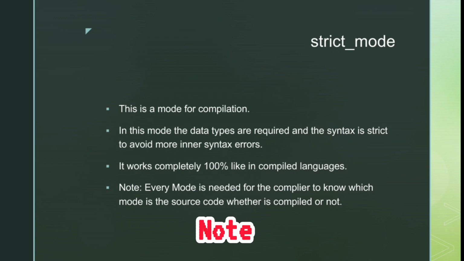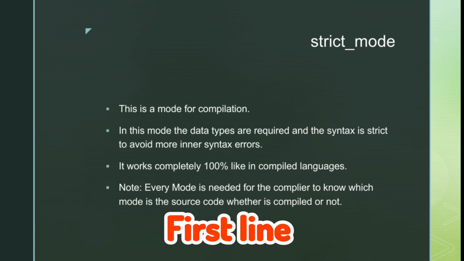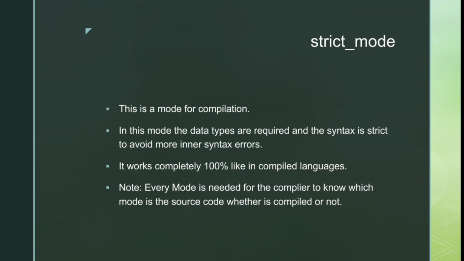Note, every program needs the mode for the compiler to know which mode the source code is in, whether it is compiled or not. So in every program, the first line is made for the mode declaration: in your first line you put the mode declaration, strict, dynamic, or universal.